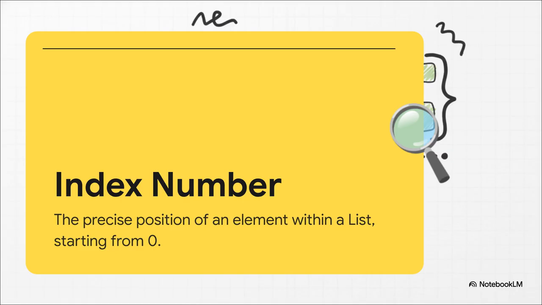And this system is incredibly flexible. You can use built-in functions like .append to throw a brand new string, or even an integer like the number 90 right onto the end of your tray. Or you can use .remove to instantly delete a specific item, like a student named Daniel, from your list.